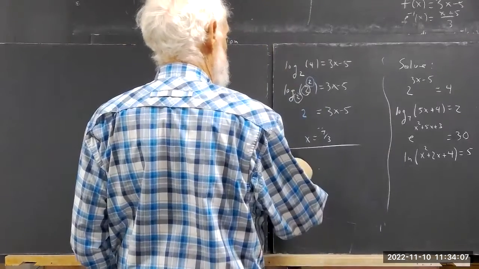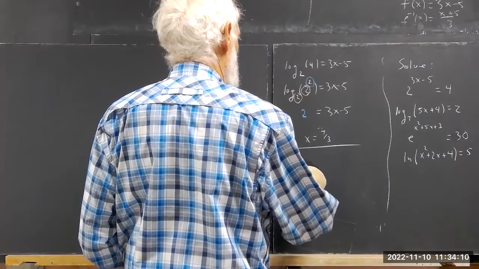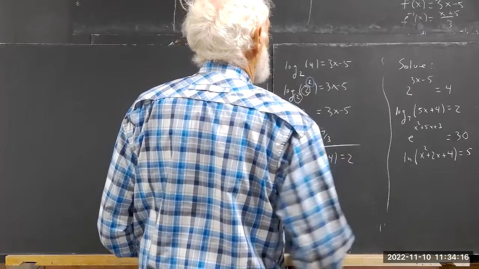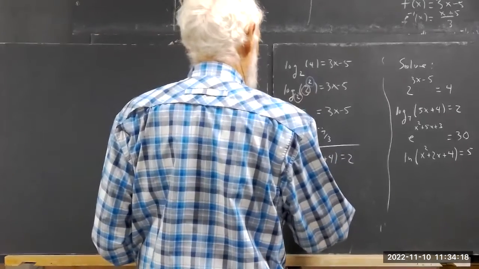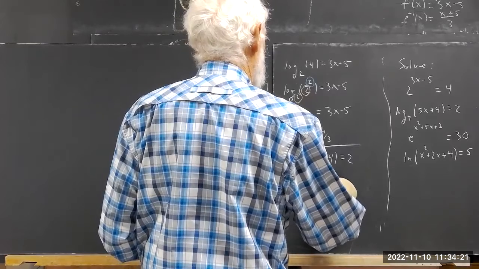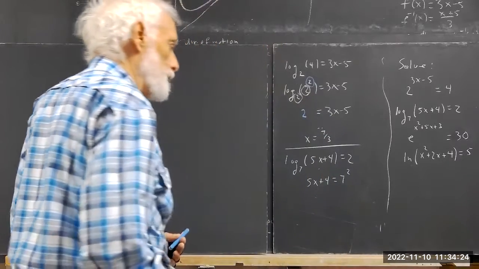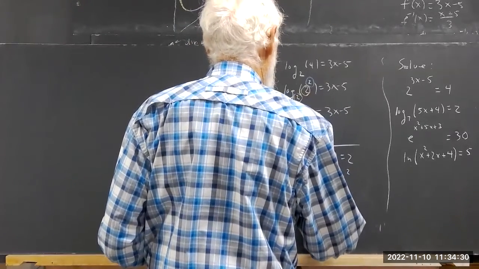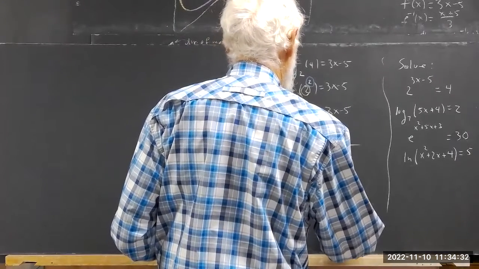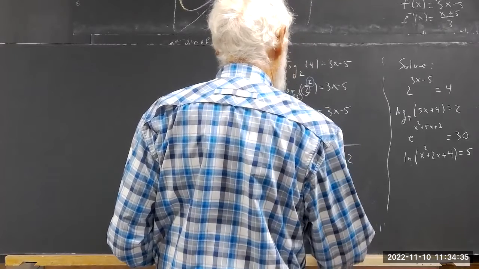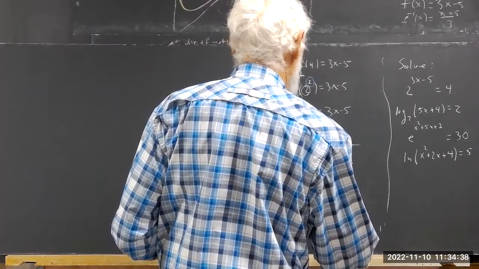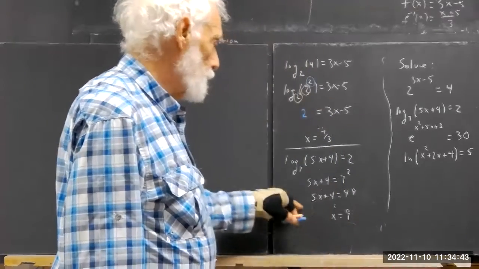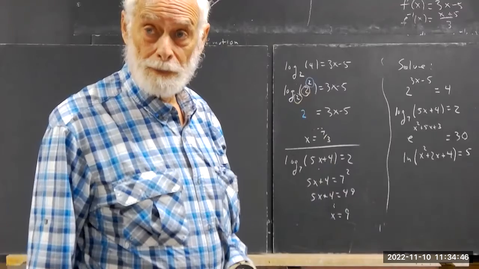This one. We translate that, it tells us that 5x plus 4 is 7 squared. So that 5x plus 4 is 49. Subtract 4 from both sides, you get 45. 5 goes into 45 9 times. So that x is 9.